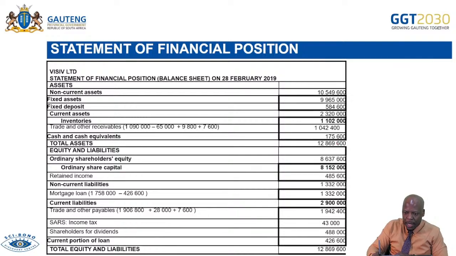Okay, so we can then come to the very last slide, which is this one. Remember, it has to be 12,869,000 over there. All right, and this one is 584,000, and that becomes 10,549,000. This is how you'd complete this statement of financial position.